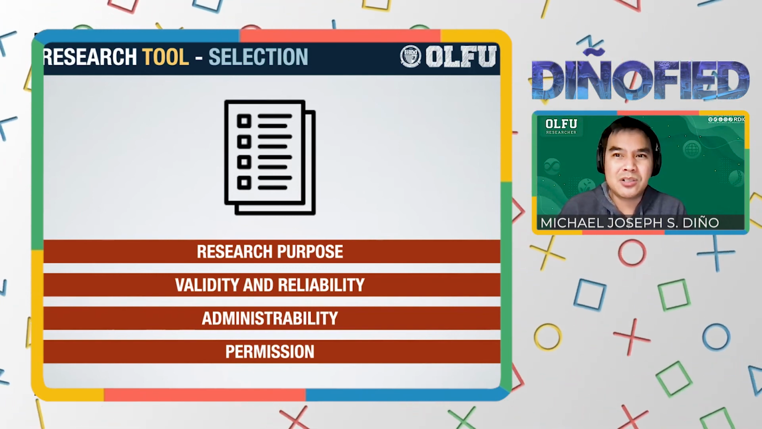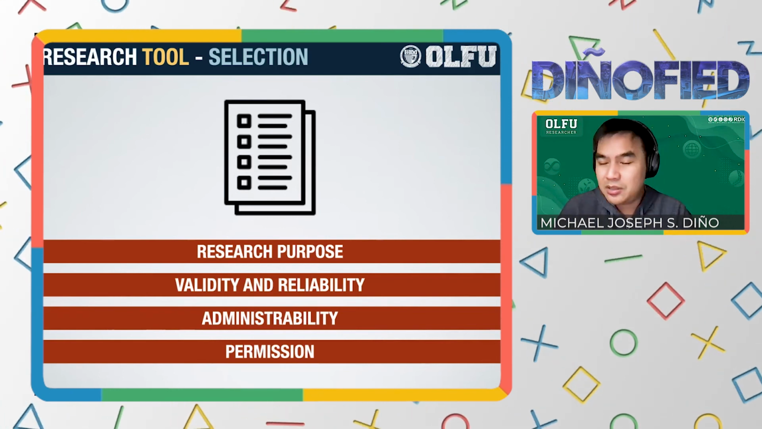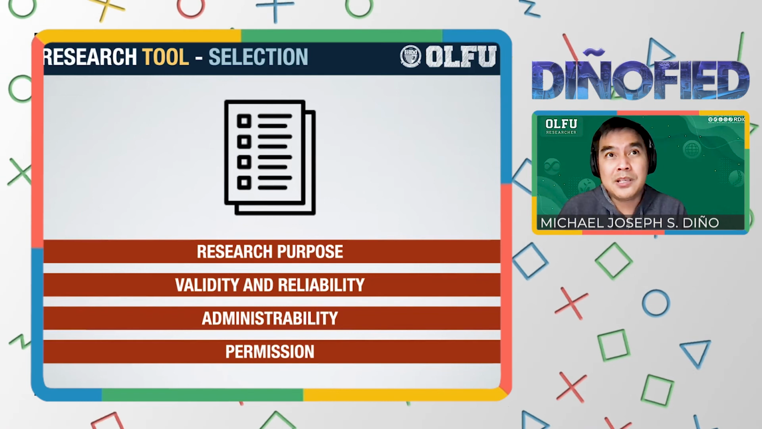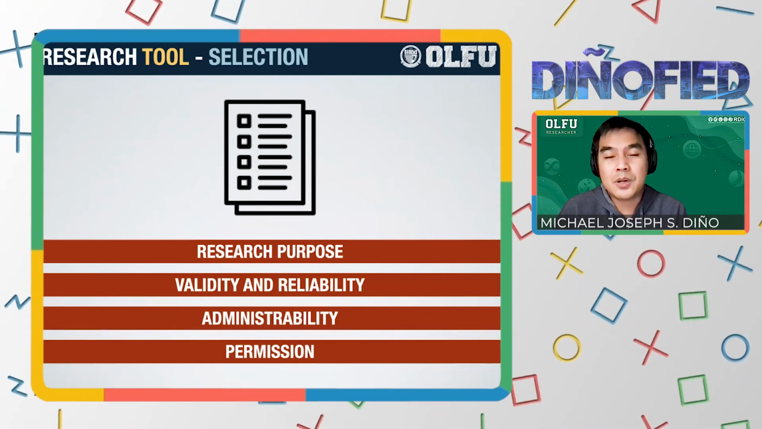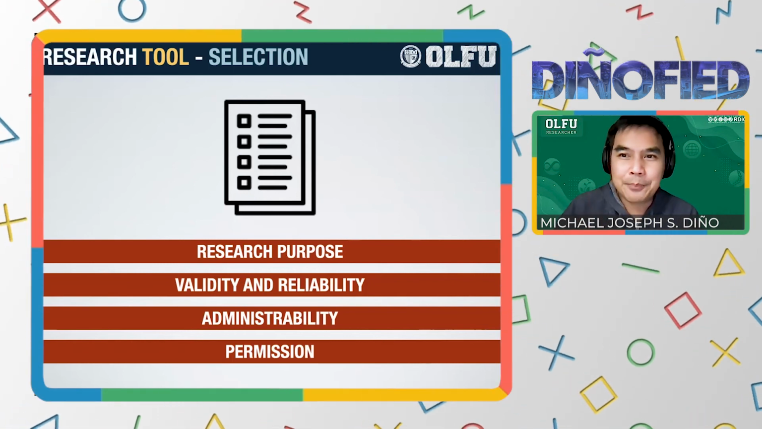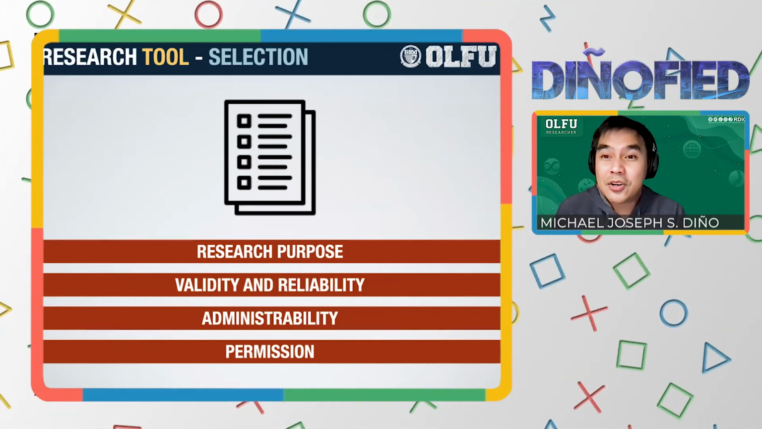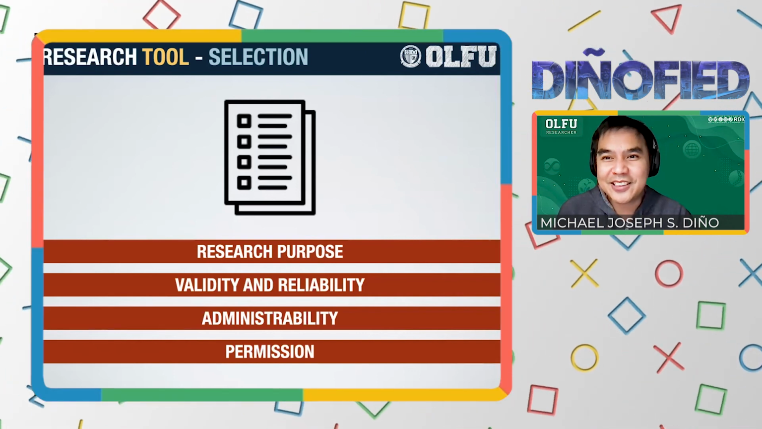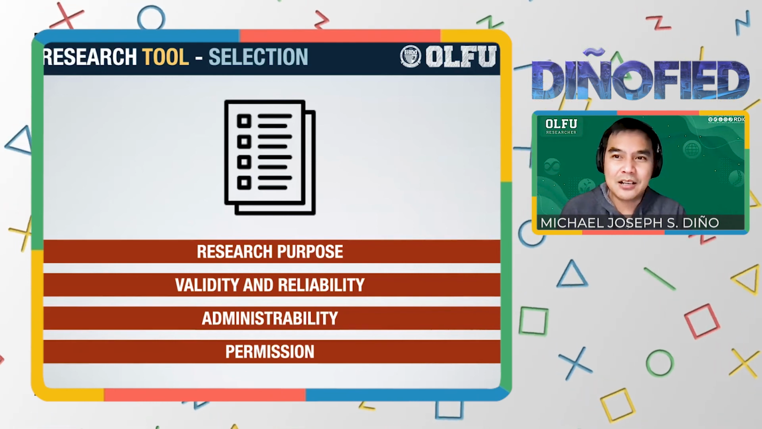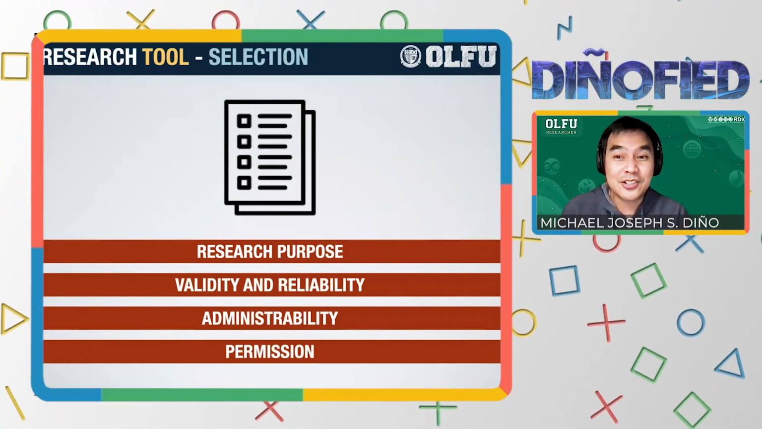Another would be permission. So, sabi ko nga kanina, kapag nasa public domain siya, you don't need to ask permission, but you need to cite them. However, if the author explicitly mentioned that you need to ask permission, you need to email the researcher. Another tip, aside from Google, aside from PubMed, you can also search ResearchGate. Ang daming questionnaire doon. Search nyo lang, tapos message nyo yung researcher.